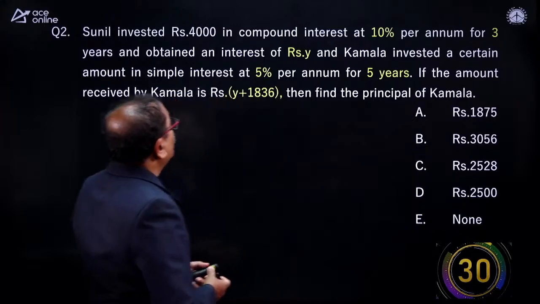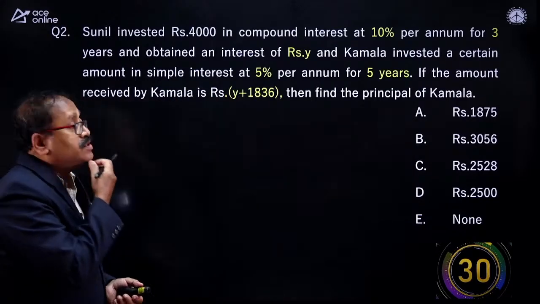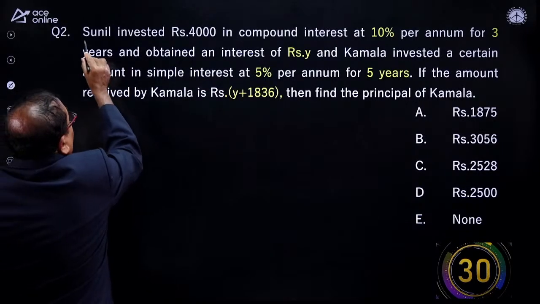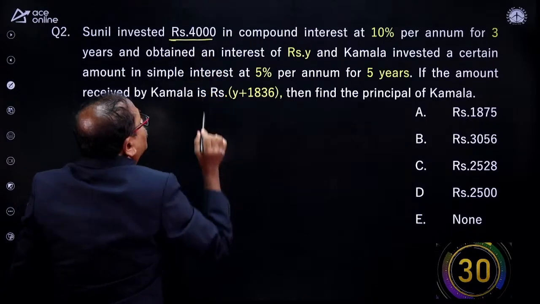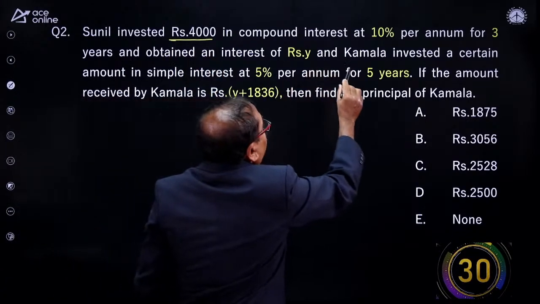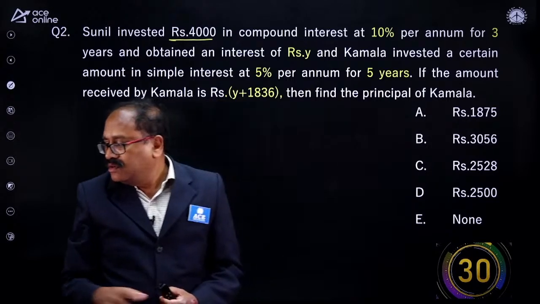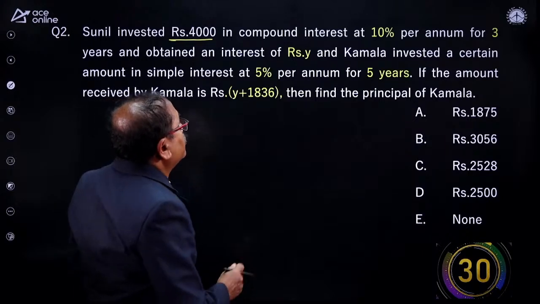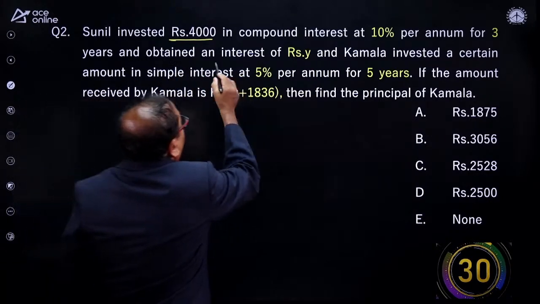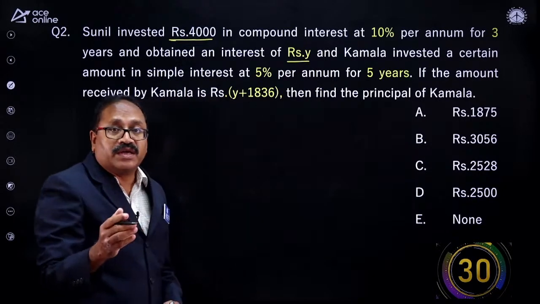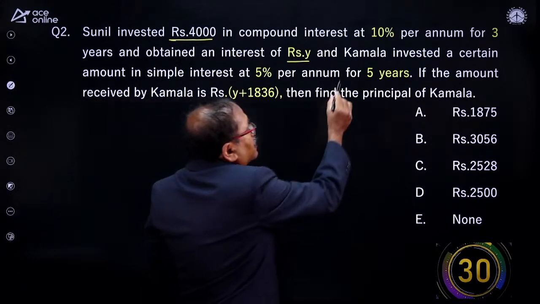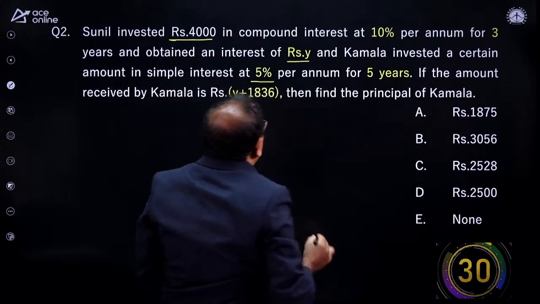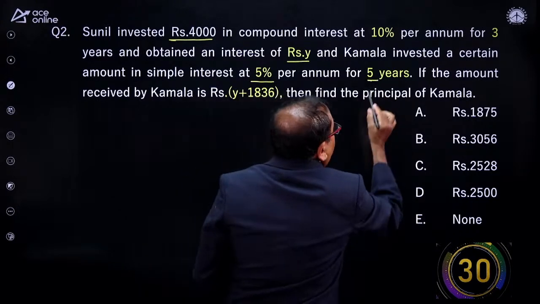Yes, question number 2. Sunil invested rupees 4,000 in compound interest at 10% per annum for 3 years, obtained an interest of rupees Y. And Kamal invested a certain amount at simple interest at 5% per annum for 5 years.